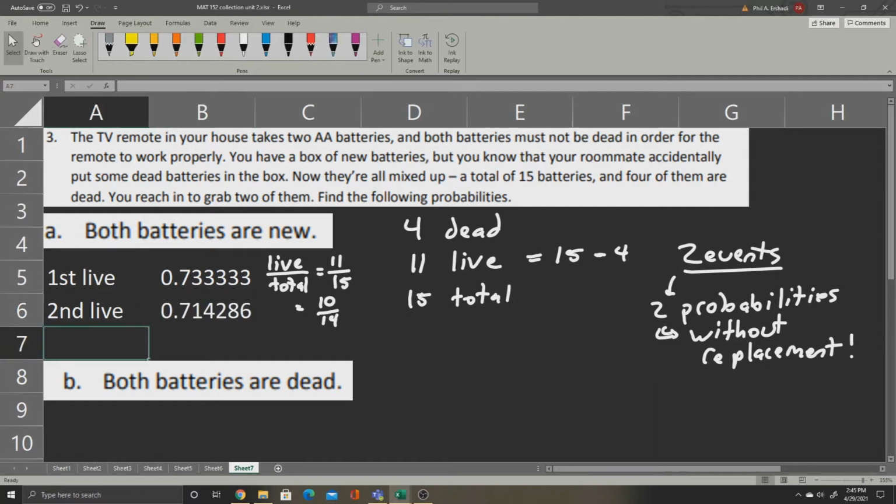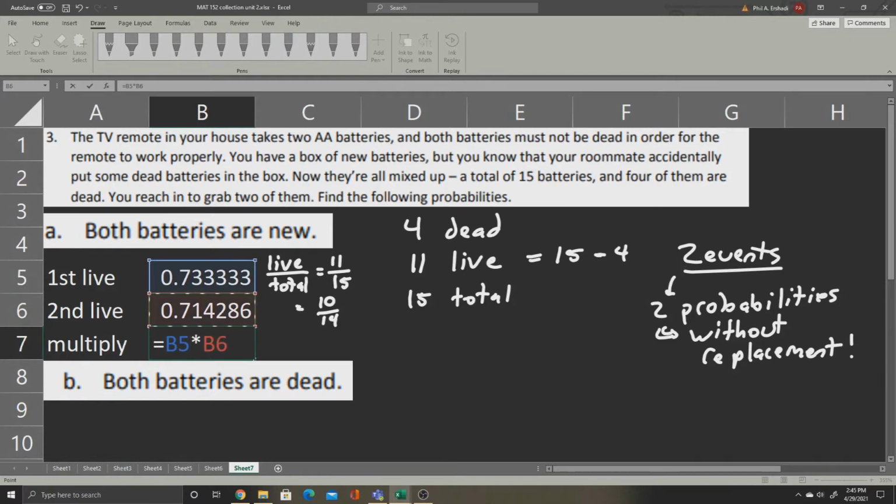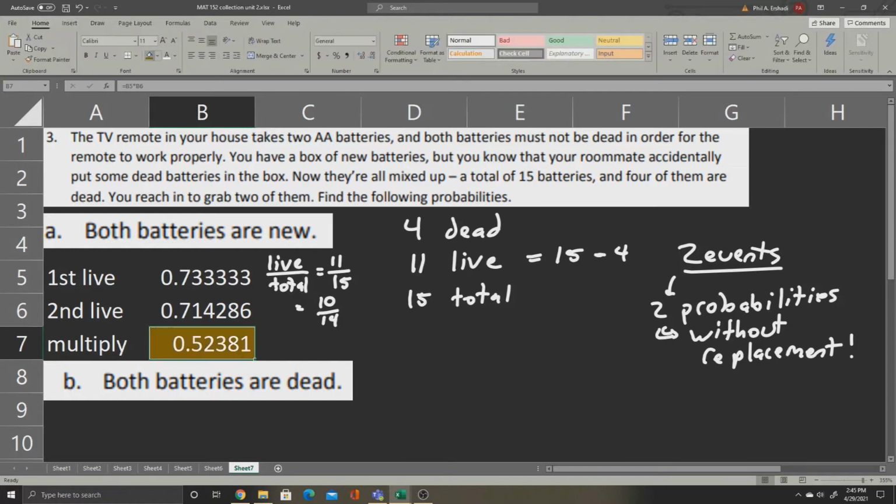Now to find the overall probability of both events happening in a row, we just multiply. We'll take the first probability, multiply by the second probability. This will give us 0.52381 probability that both batteries will be alive. Paint this gold, and we'll reduce the number of decimal places.